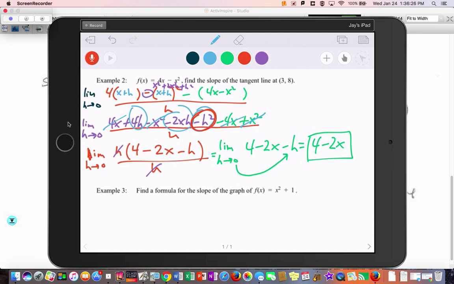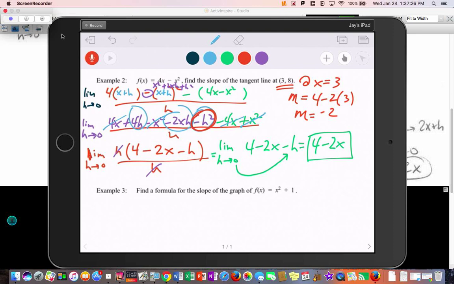Now they want me to calculate the slope. So what I do is I say the slope, so maybe at x equals 3, all I'm going to do is put a 3 in for the x. And the slope is 4 minus 6 or negative 2. All right, so example number 3, go ahead and do your x plus h rule, and let's see what you come up with.